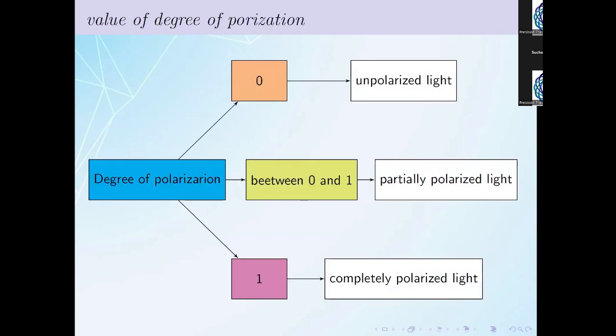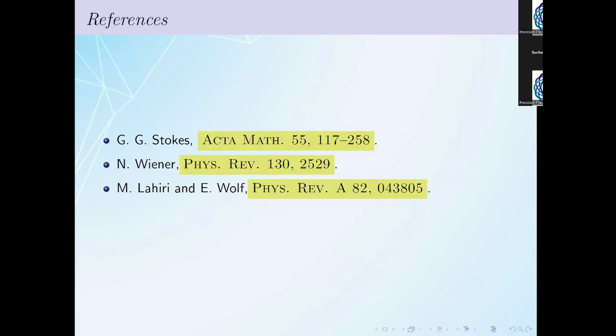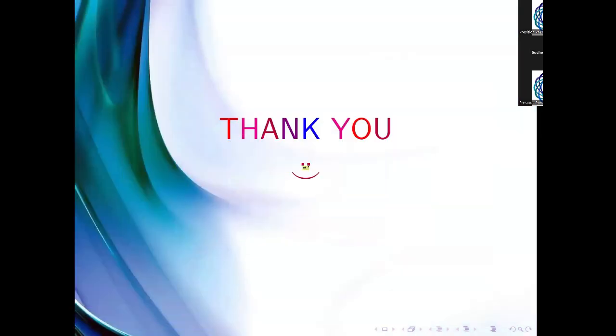Actually, the classical analysis was done for statistically stationary light beams, and there is no valid proof that this can be done for beams which are not statistically stationary, but the quantum analysis can be done for fields which are statistically not stationary. So that is it. These are the references. Thank you.